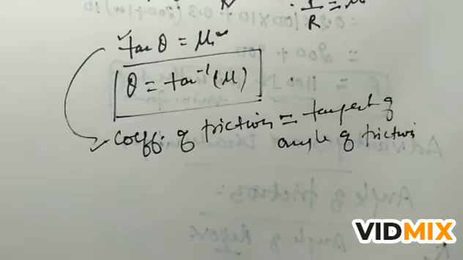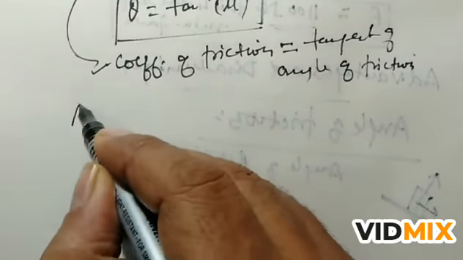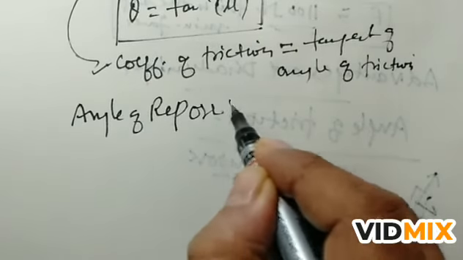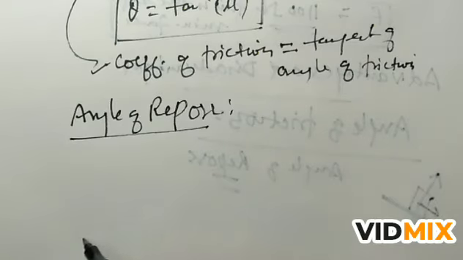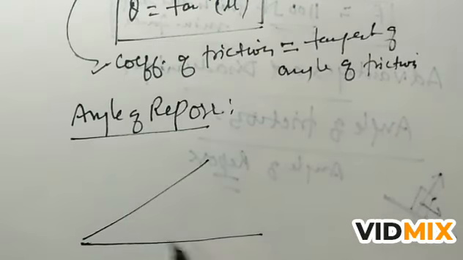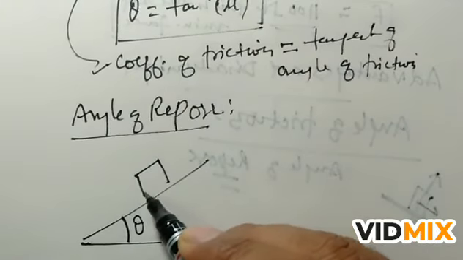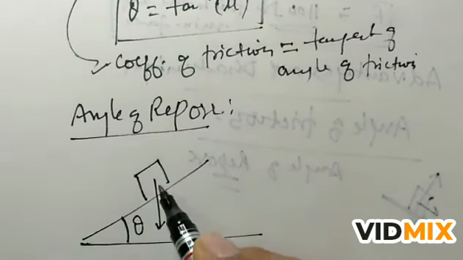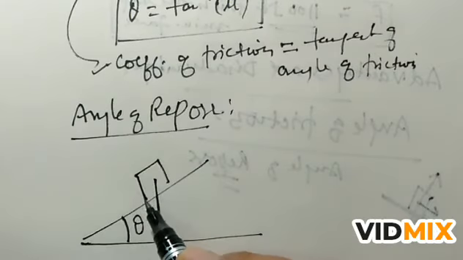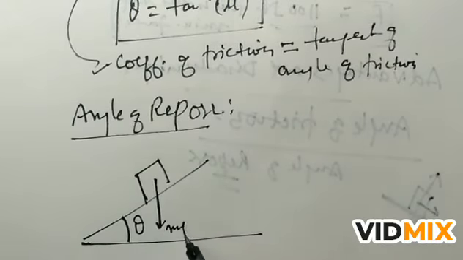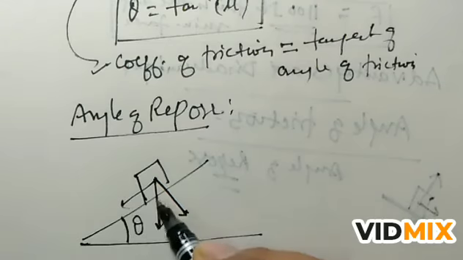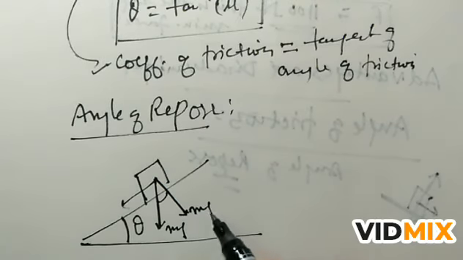The next is angle of repose. So when there is an inclination, suppose the body is on an inclined plane and the incline is theta degrees from the horizontal, and there is a block here. The weight of this block, which is acting downward, that is the force of weight, or we can say the force of gravity, is acting on this block. This is mg, and if you resolve this into two components, this will be theta.